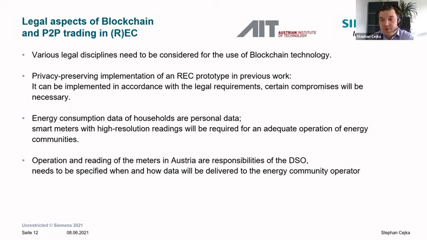There's also an option to opt out of smart meters, but it will not be possible for participants of energy communities since high interval readings of the meters are required. One other question that is still open is that operation and reading of the meters in Austria is in the responsibility of the distribution system operator, and it still needs to be defined how and when data is delivered to the energy community operator.